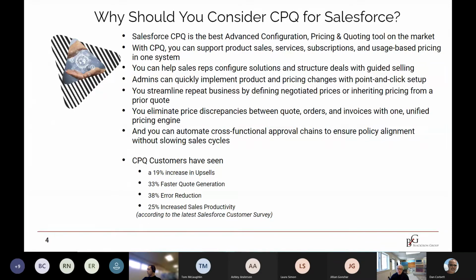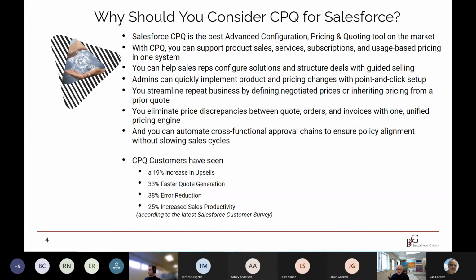One of the main things with CPQ is it supports sales, service, subscriptions. It's all in one place, and it's all part of Salesforce, so it's seamlessly connected to it. So it's one less silo that you have to have. It really helps your sales reps configure and structure deals. You can help them with guided selling so they don't forget things or don't sell things that they shouldn't be selling.